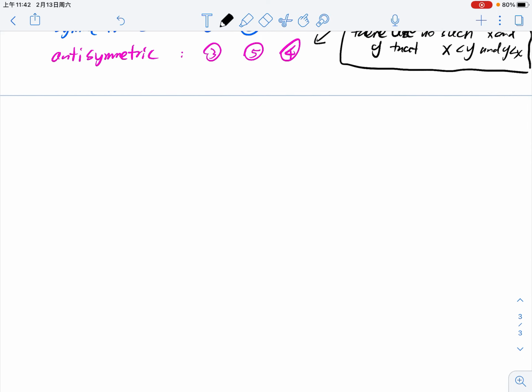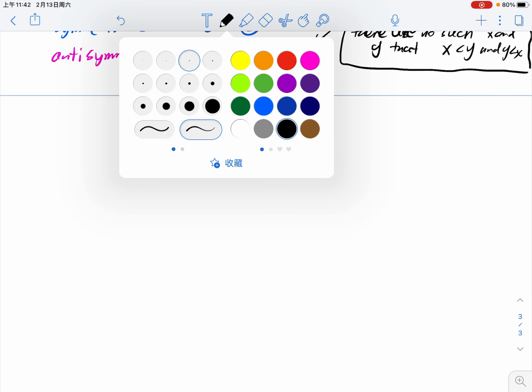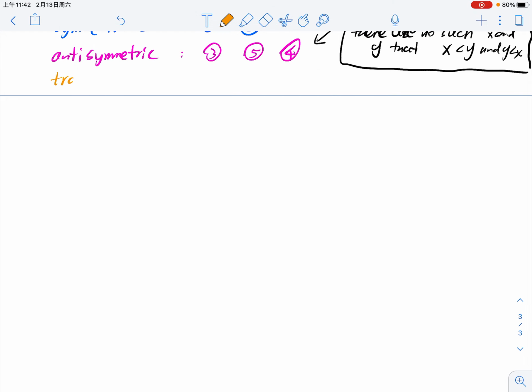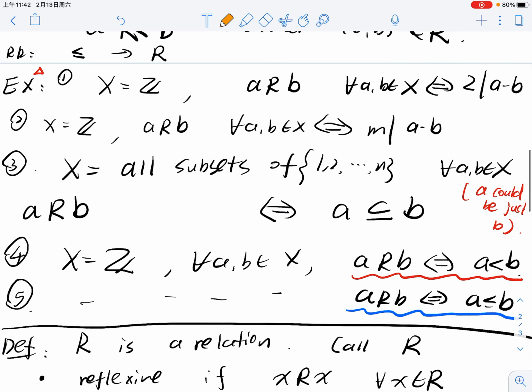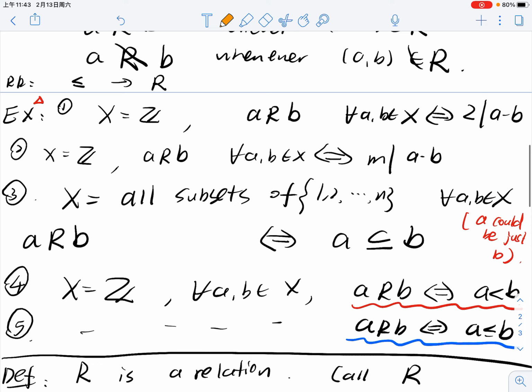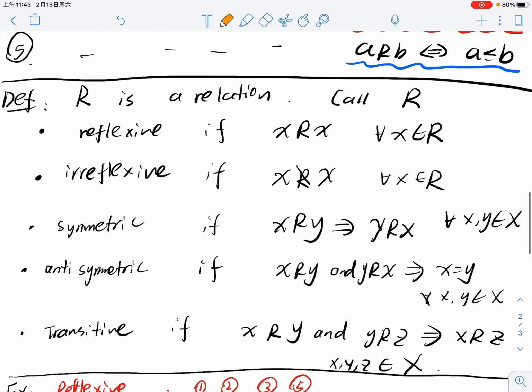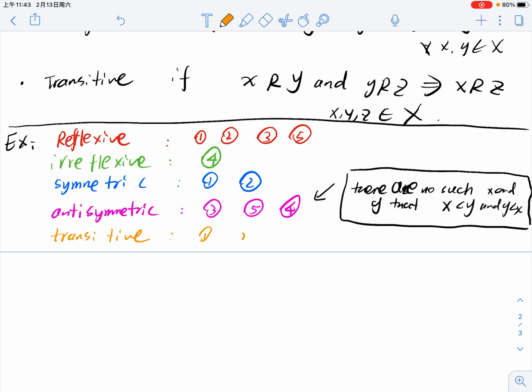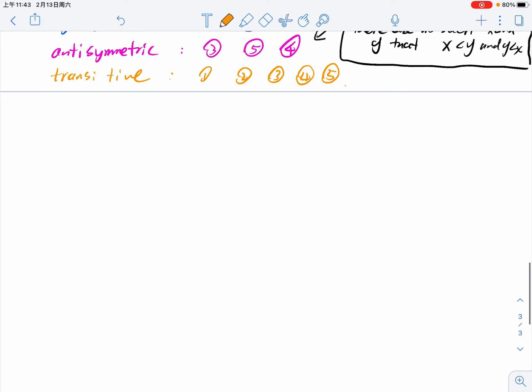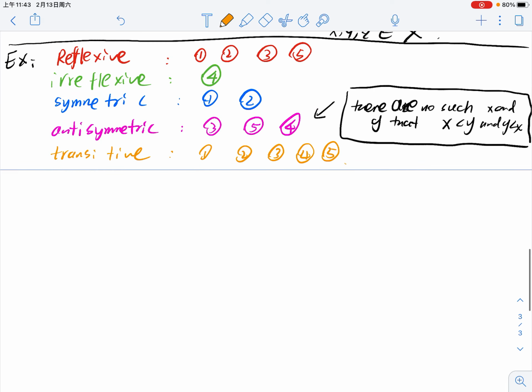Okay, next for the last one, transitive. We will see that 1, 2, 3, 4, 5, all of them are transitive. Okay, so I suggest you test the properties on the examples by yourself.